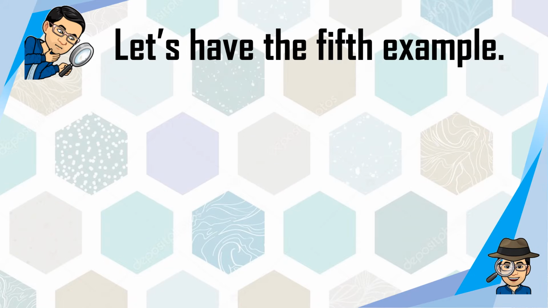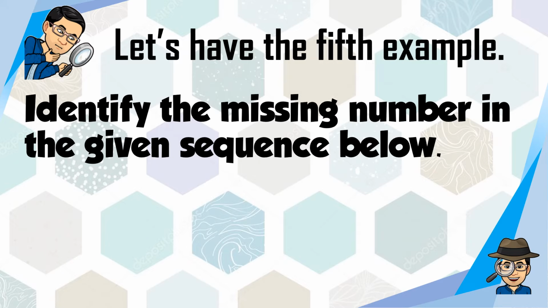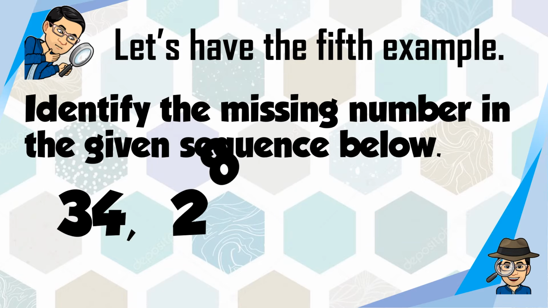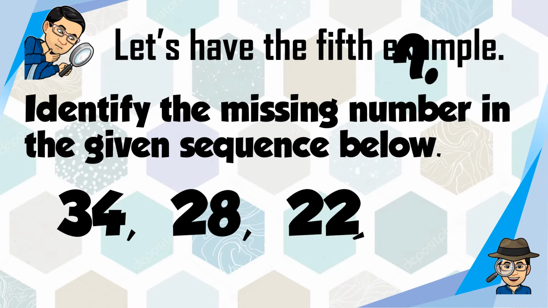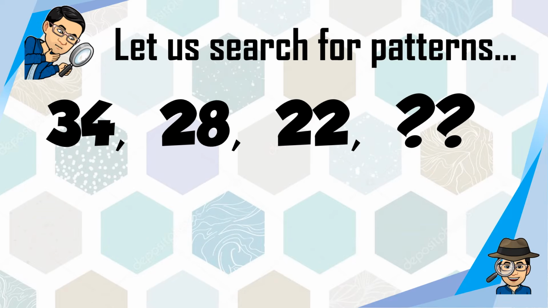Let's proceed. Let's have the fifth example. Identify the missing number in the given sequence below. 34, 28, 22, and then question mark. So in this case, as I've said, ang order niya is decreasing. So it means it's either subtraction siya or division. So let us search for patterns. So dito, ang gagawin lang natin is mag-subtract tayo ng number to get the next term.